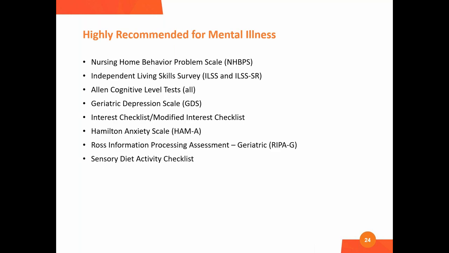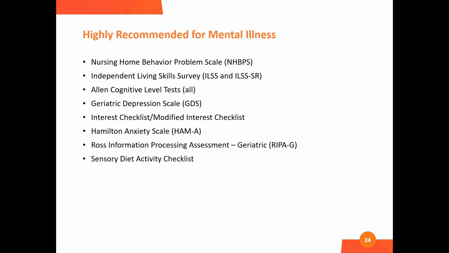So here are some of the actual assessment tools, the names of the assessment tools. We're going to talk about some of these, and they have come recommended for folks with mental health disorders. So there's the Nursing Home Behavior Problem Scale. It's a 29-item inventory of serious behavior problems that tend to be disruptive or stressful. The ILSS, or the ILSS-SR, is the Independent Living Skills Survey, and it reviews certain tasks, such as taking care of their personal appearance, money, possessions, their residence, and their health, finding and keeping a job, interacting with others, that sort of thing.